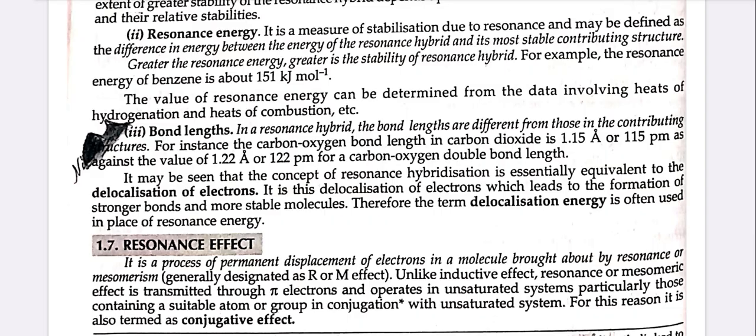Resonance effect. It is a process of permanent displacement of electrons in a molecule brought about by resonance or mesomerism, generally designated as R or M effect. Unlike the inductive effect, the resonance or mesomeric effect is transmitted through pi electrons and operates in unsaturated systems, particularly those containing a suitable atom or group in conjugation with the unsaturated system. For this reason, it is also termed the conjugative effect.